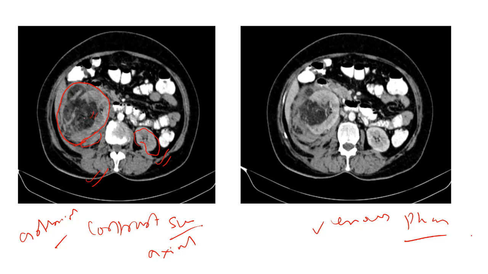And when we see the venous phase, we are seeing a heterogeneously enhancing, well-defined round to oval lesion, because we are able to see that some areas are taking contrast. So it is heterogeneously enhancing, with solid components taking contrast here. In the venous phase, we can detect it from the kidney and this.